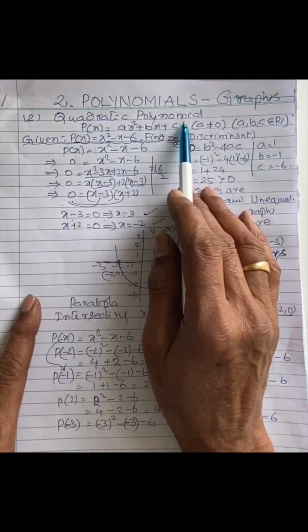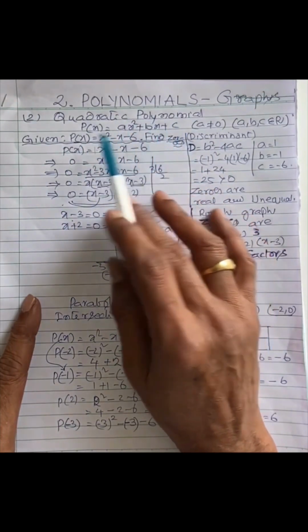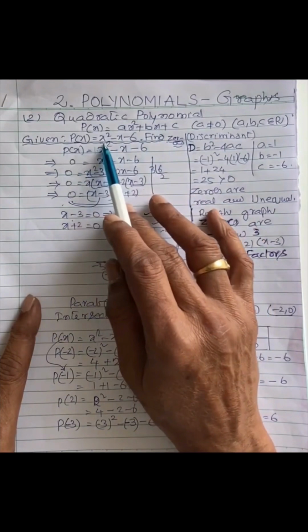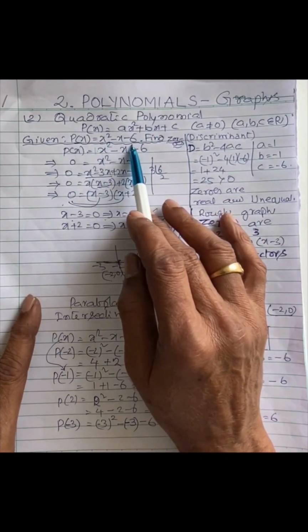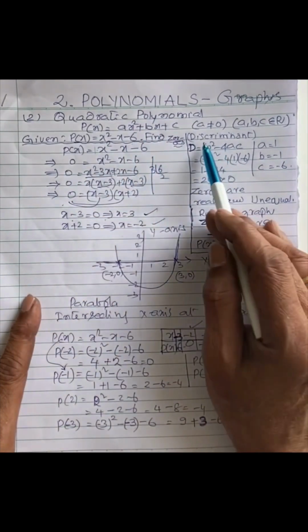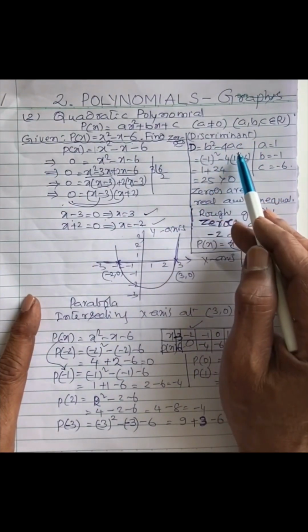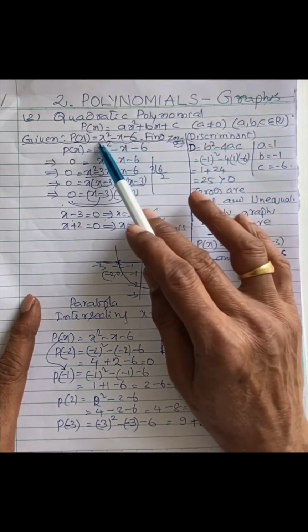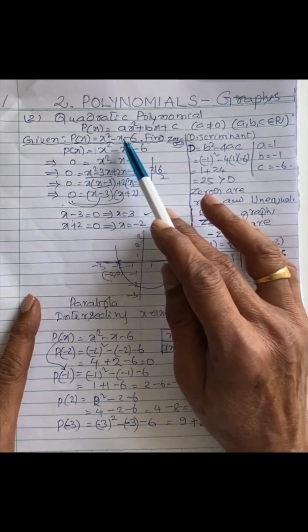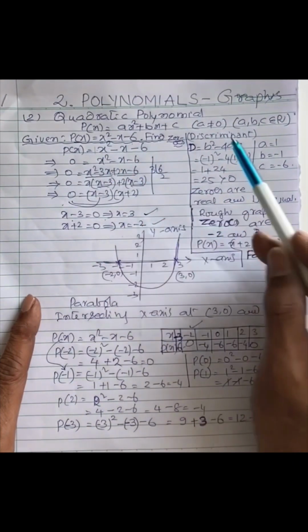Now, quadratic polynomial. Drawing a quadratic polynomial. I have taken one example: P of x is equal to x square minus x minus 6. First, we have to find the discriminant. D is equal to b square minus 4ac. What is a here? a is 1, b is minus 1, c is minus 6.